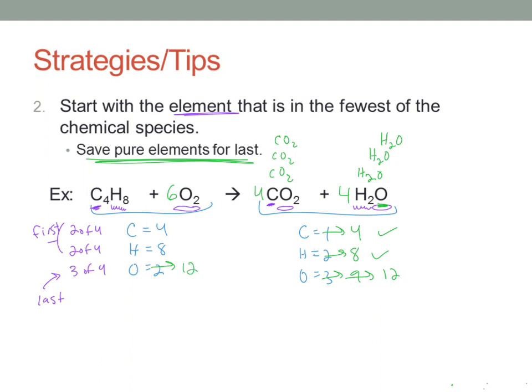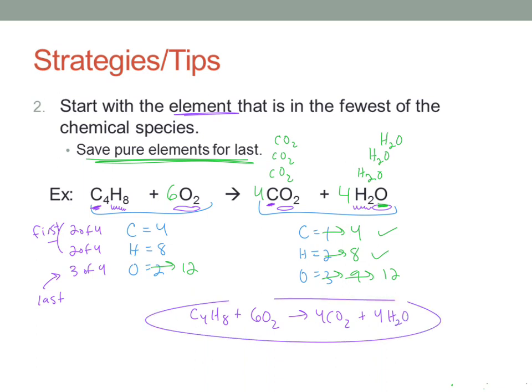And then I've got a balanced equation. So it looks like my balanced equation here would be C4H8 plus 6 O2s goes to 4 CO2s and 4 waters. Exactly like that. So that would be my balanced equation.